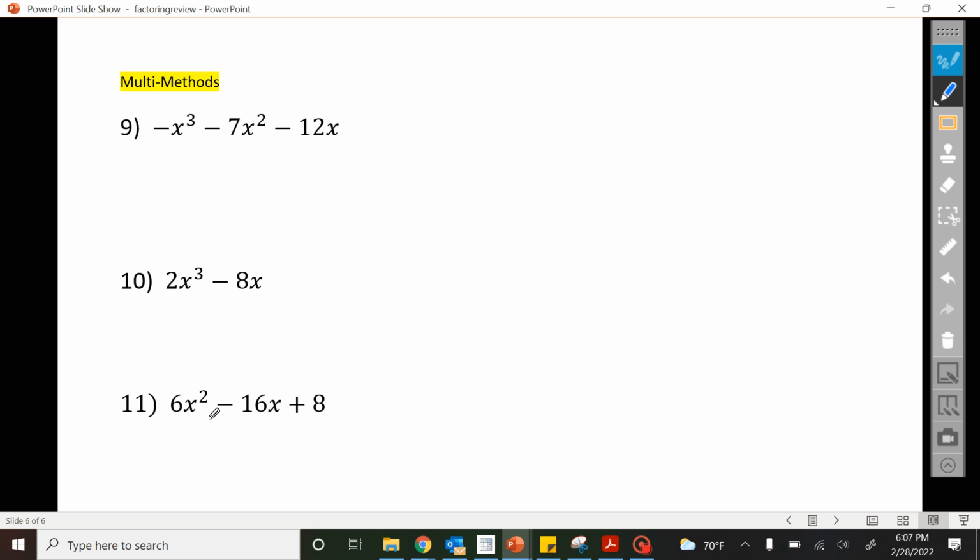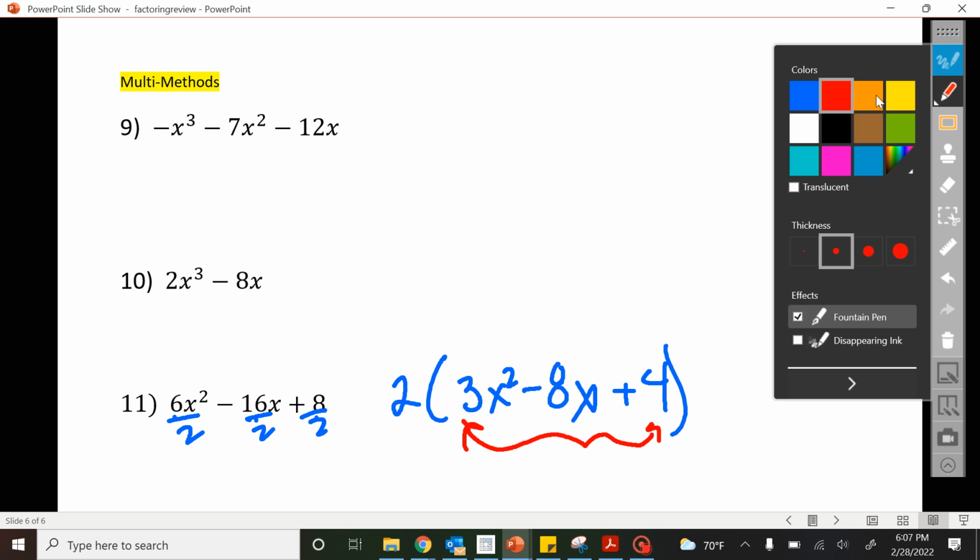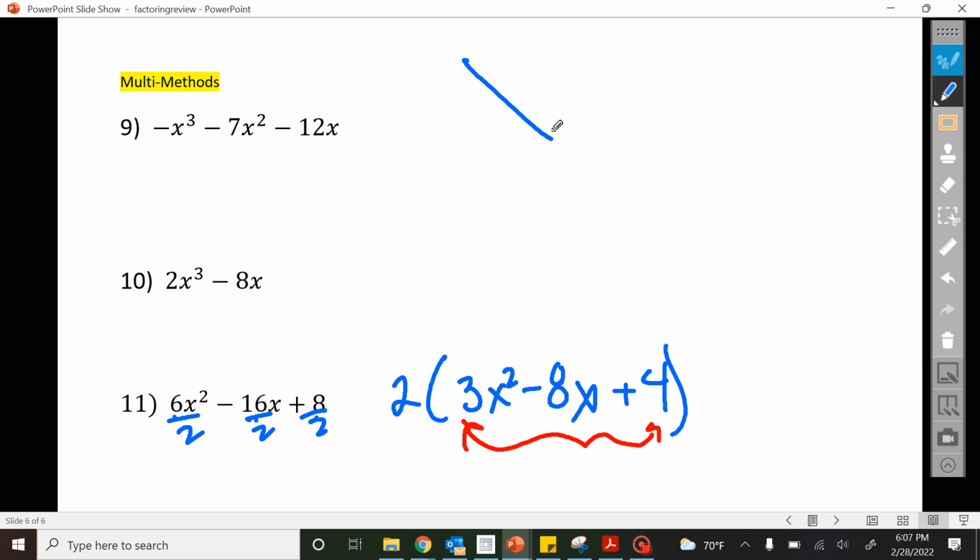Number 11, once again, all three have a GCF. They don't have a variable in common, but they do have a number because it's 6, 16, and 8. So 2 goes into all of those. So I'm going to take out a 2. Taking out a 2 leaves us with 3x squared minus 8x plus 4. Now this polynomial, 3x squared minus 8x plus 4, can be factored further.